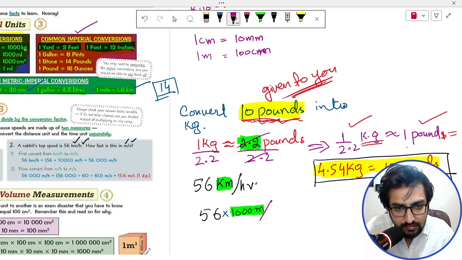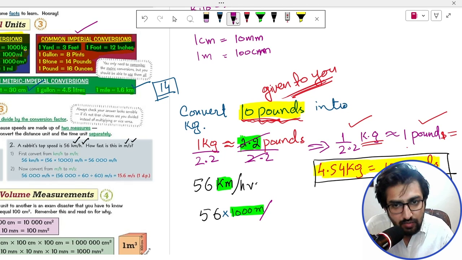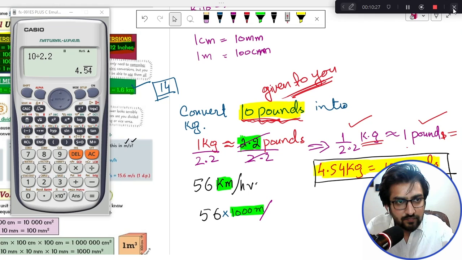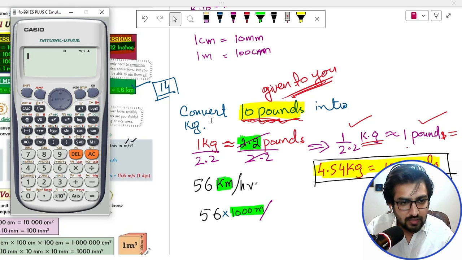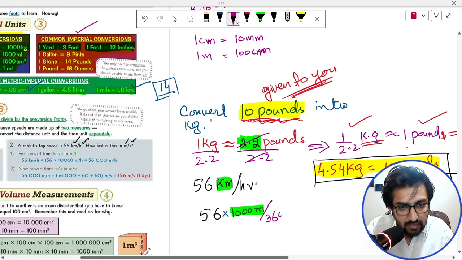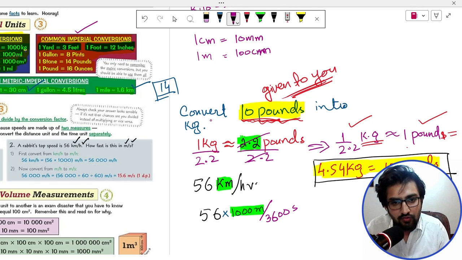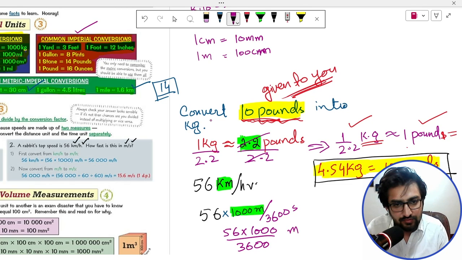And then divide by 1 hour. How many seconds do we have? Because we need to convert from hours into seconds. 3600. Let me calculate that first. 1 hour has 60 minutes and 60 seconds, so 3600 seconds. In 1 hour we have 3600 seconds. So I will replace hour by 3600 seconds. Now how do you solve it? 56 times 1000 divided by 3600, and it will be in meters per second.